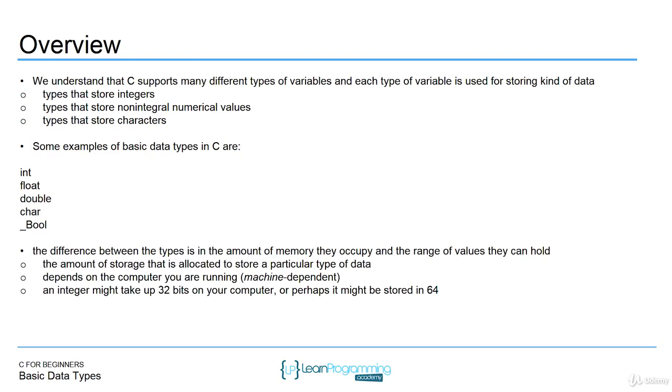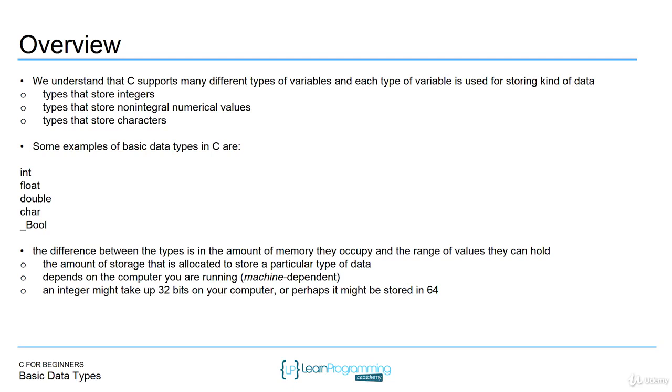So the difference between these types is the amount of memory. That's all specifying the data types is about. It's about the memory that needs to be allocated, and it varies depending on what type of architecture you have. But the amount of memory is going to determine the range of values that can be stored. So the amount of storage allocated to store a particular type of data is important to the compiler.